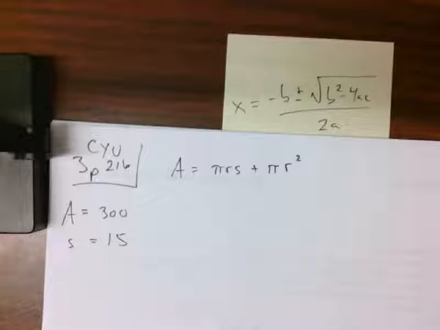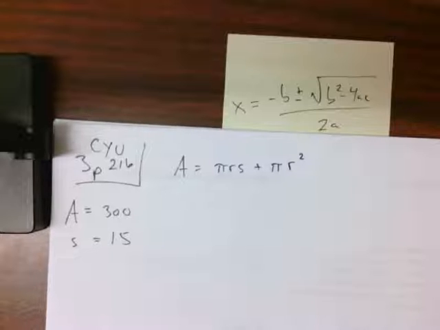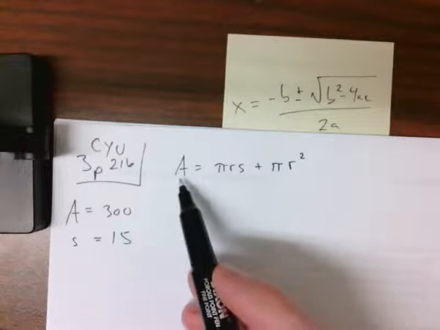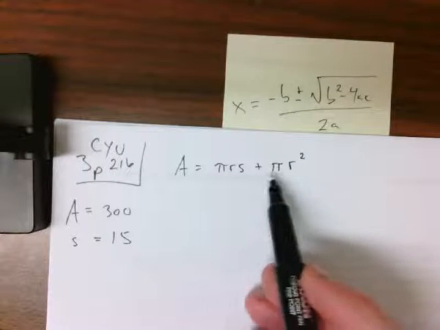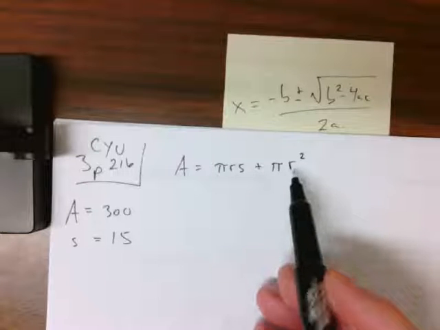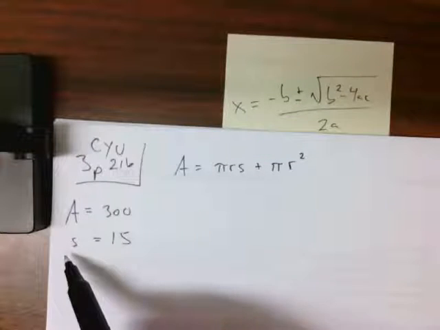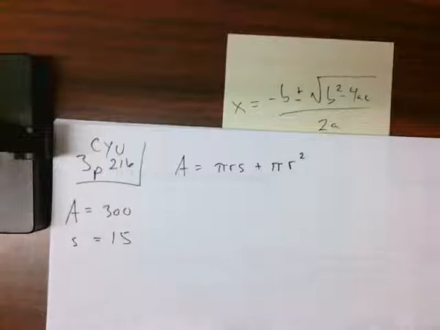Check your understanding. Number 3, page 216. Let's go. The formula we're given is A equals pi rs plus pi r squared. We're told that A equals 300, S equals 15.